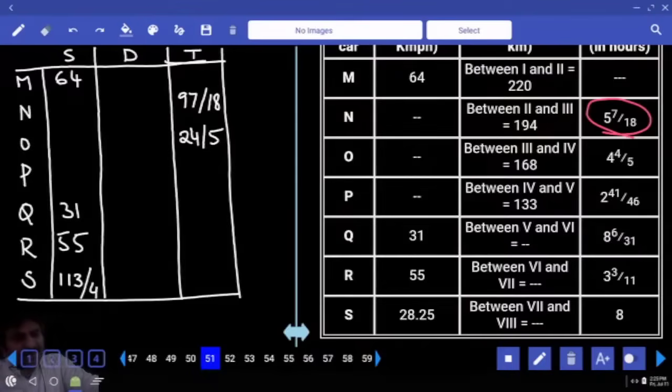192. Wait. 120, 133. 133 by 46. Agreed? How I calculated, let me tell you.